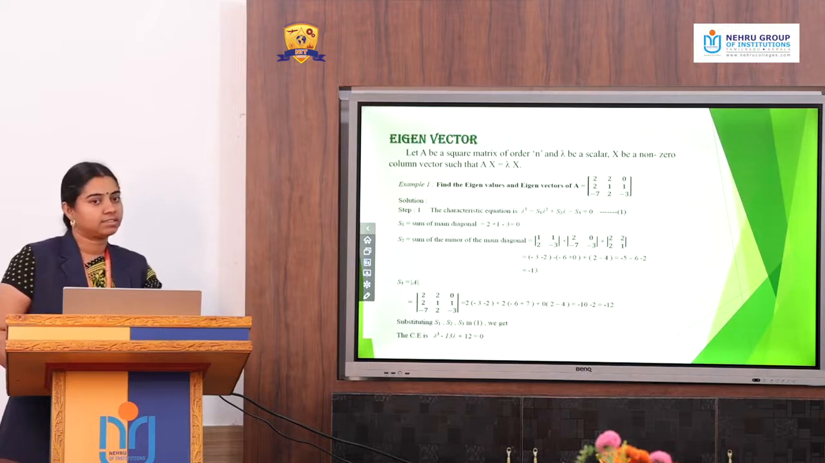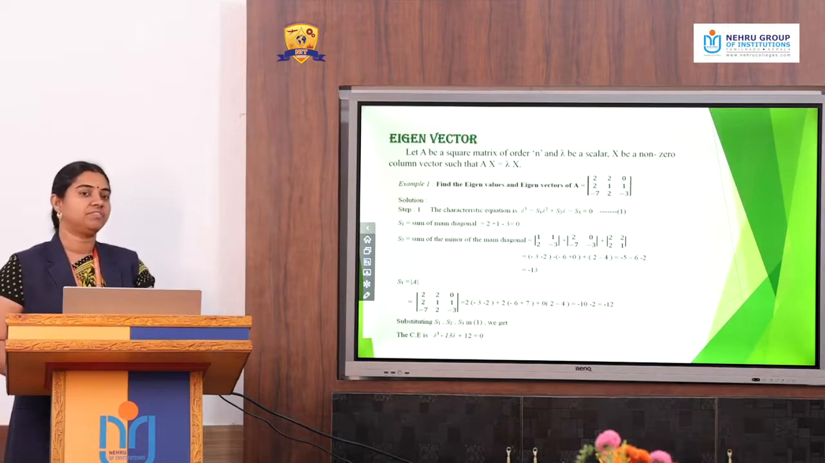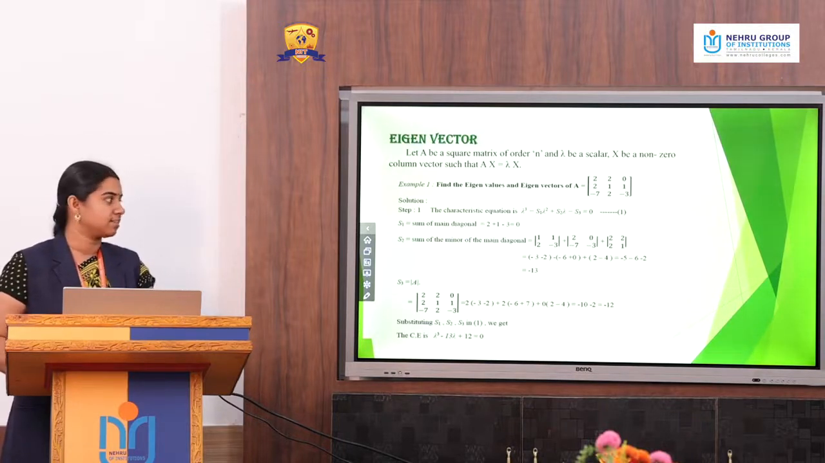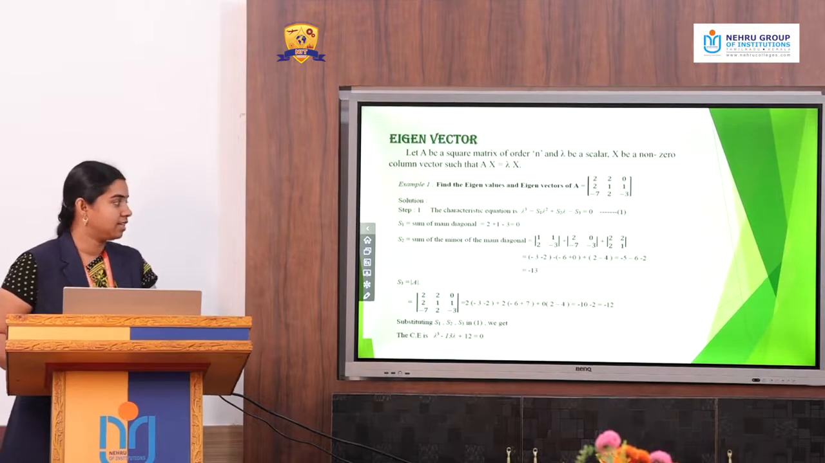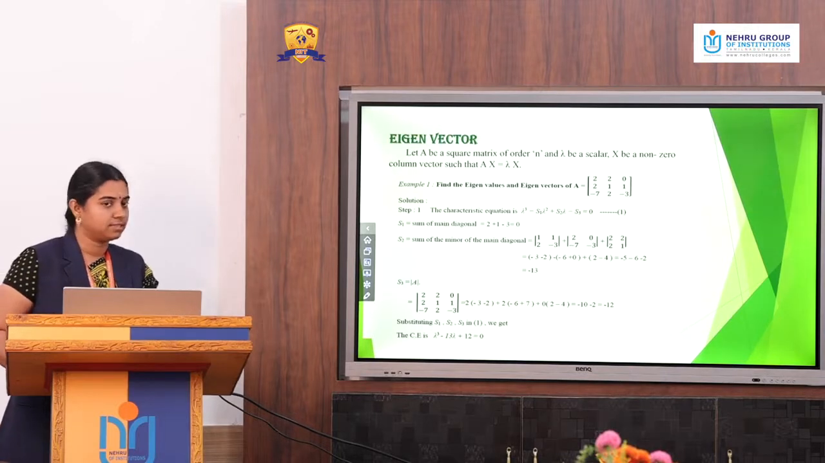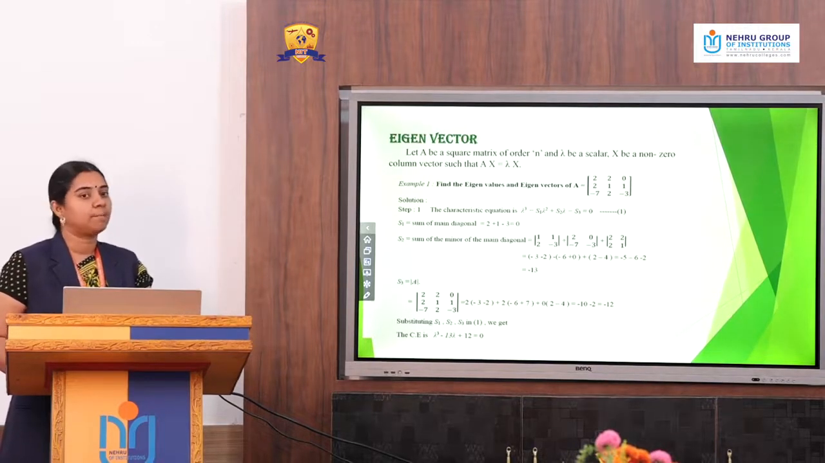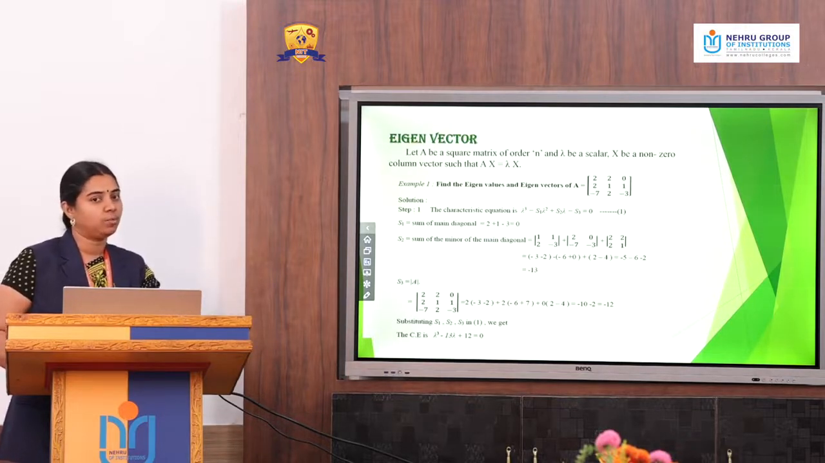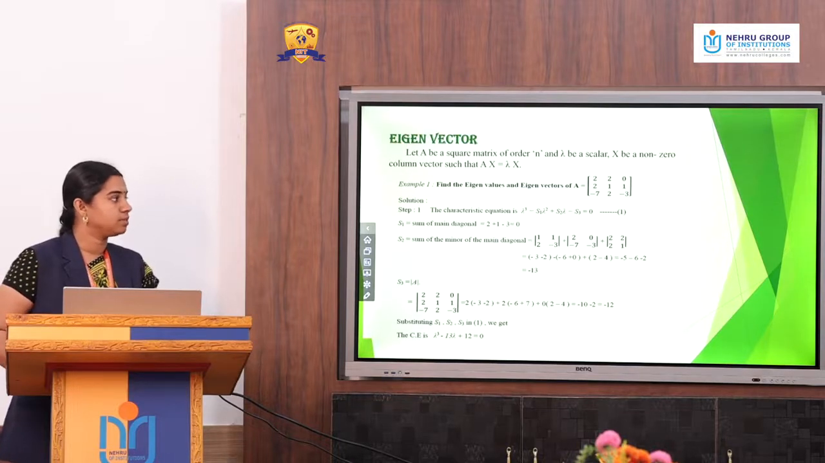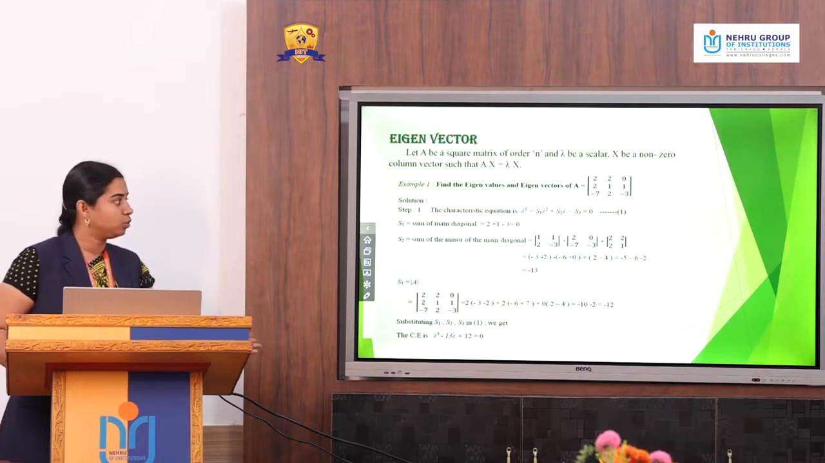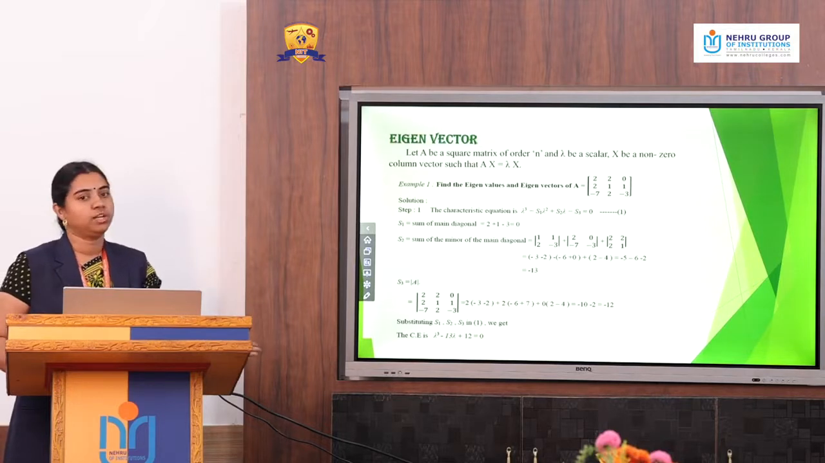So how do we find the characteristic equation? By using the condition determinant of A minus lambda I equal to 0. With the help of that condition only, we can find the characteristic equation. Here, in that equation we already know that lambda cube minus S1 lambda square plus S2 lambda minus S3 equal to 0. S1 is the sum of the main diagonal. In that matrix, the main diagonal positions are a11, a22, a33. a11 is 2, a22 is 1, and a33 is minus 3. If you add them, you get the sum of the main diagonal: 2 plus 1 minus 3 equals 0. That is your S1 value.